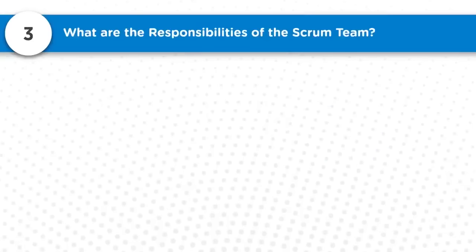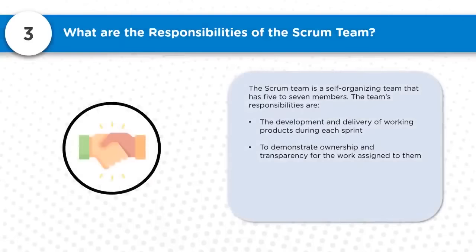Question number three, what are the responsibilities of the Scrum Team? The Scrum Team is self-organizing, as I mentioned earlier. It is a self-organizing team that has 5 to 7 members, and the responsibilities include the development and delivery of working products during each sprint. Now we are seeing the new terminology sprint. What is the meaning of sprint? A sprint refers to a time-boxed iteration which has specific deliverables to be accomplished as part of it. The self-organizing team takes that specific working piece which needs to be delivered.